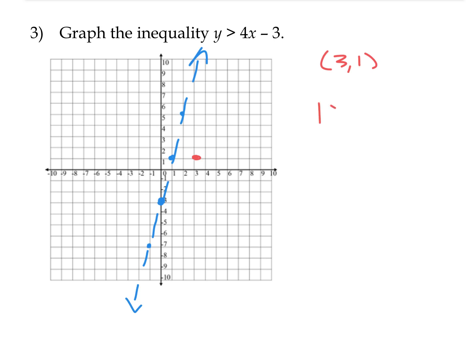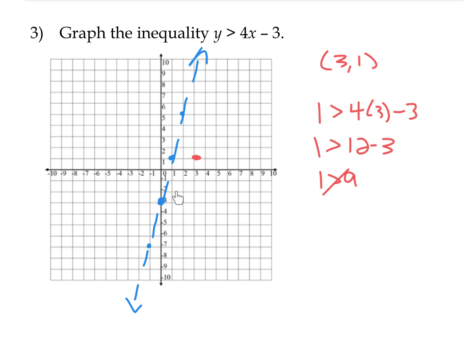So I'm going to have 1 is greater than 4 times 3 minus 3. Make sure we put the x in for the x and the y for the y. So I have 1 is greater than 12 minus 3. That's 1 is greater than 9. That's not true. That means that this point is not a solution.